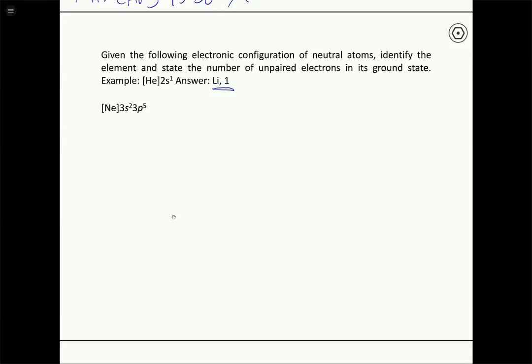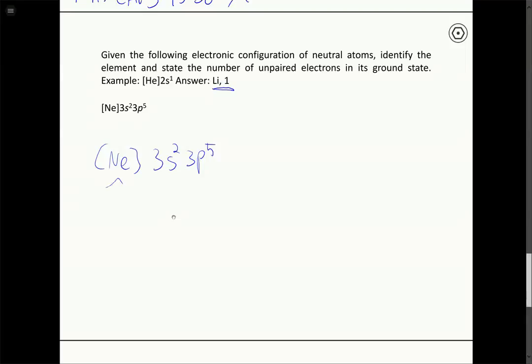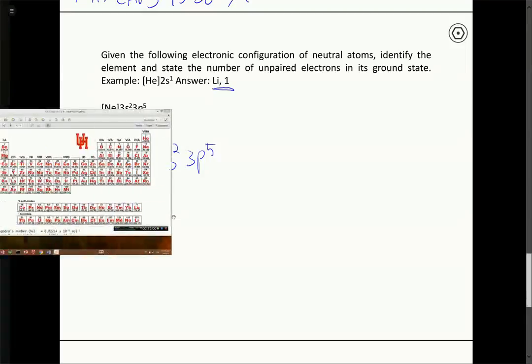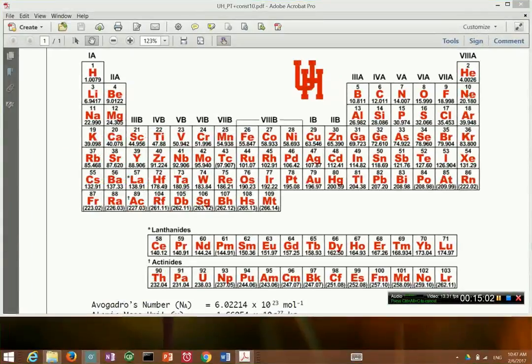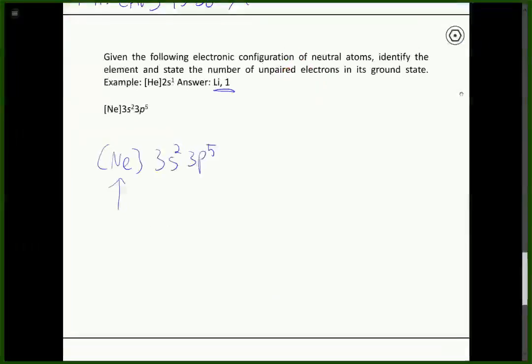So the total electrons, if we have a neon 3s2, 3p5 configuration. We go to the periodic table. Neon are the core electrons. Neon is atomic number 10, so there's going to be 10 core electrons.